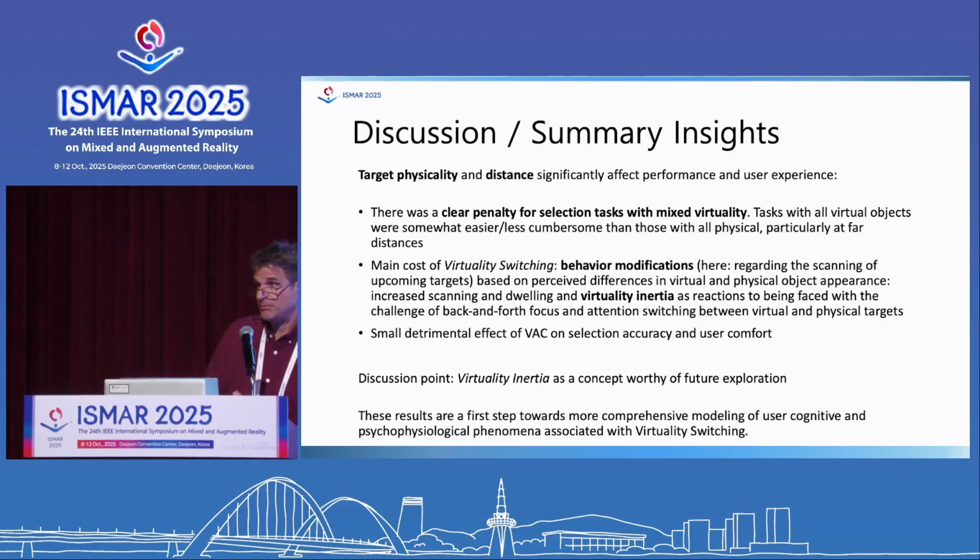But there were behavioral adaptations of the people that actually did see some difference, be it through tracking or through visual differences that they could still see. One of them is virtuality inertia, as we dubbed it, as a reaction to being faced with the challenge of back and forth focus and attention switching between virtual and physical targets. So definitely this is a concept that we want to further explore. And we think that these results are a first step towards more comprehensive modeling of user cognitive and psychophysiological phenomena associated with switching between virtualities.